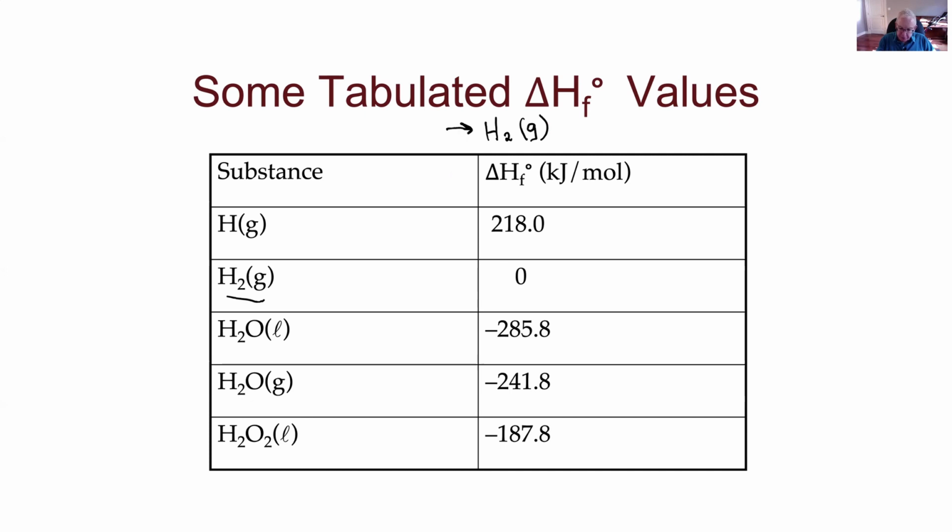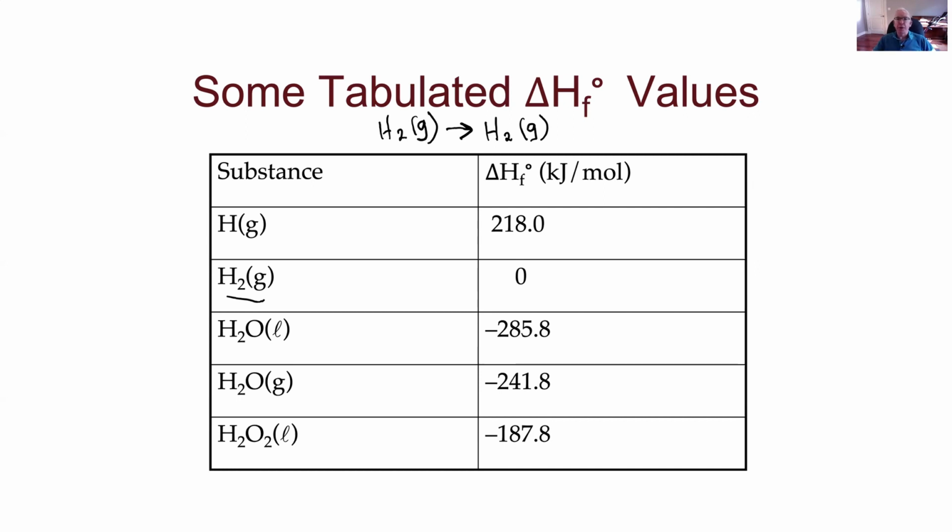On the left-hand side, what do I need? I need elements in their standard state. Well, H2 gas already is an element in its standard state, right? So if I wrote a formation reaction for hydrogen gas, it would say H2 gas basically does nothing. It just becomes what it already is, okay? So delta H for that reaction, and the change in anything for that reaction, would have to be 0.